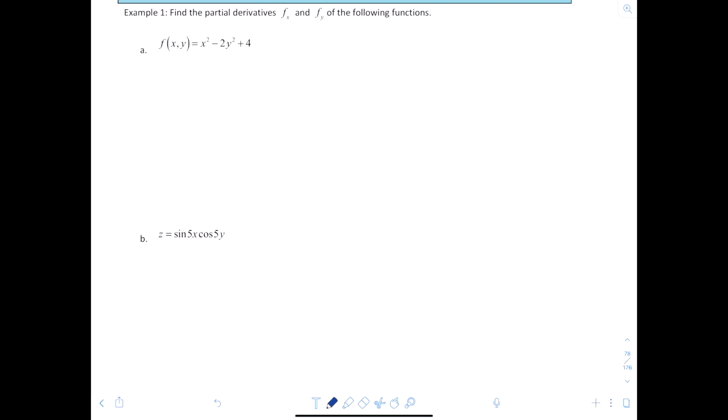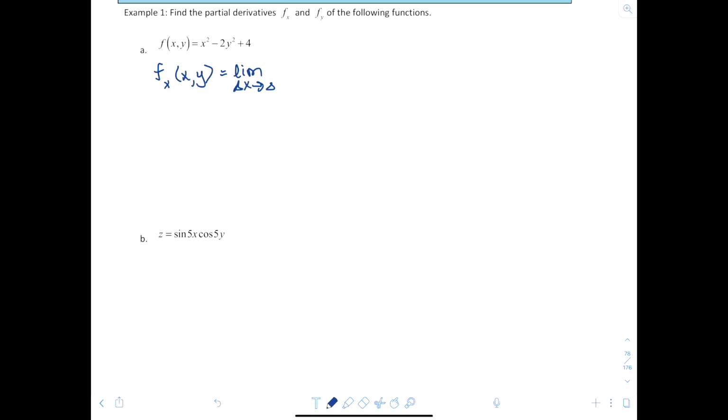For the first problem, we'll go ahead and use that limit definition so that you can see what happens, and we'll also do that where we treat the appropriate variable as a constant. And then for the second part B, we'll just go ahead and do it the faster way. So here, the partial derivative of f of x and y with respect to x would be the limit as delta x approaches 0 of, so the first is x squared, right?